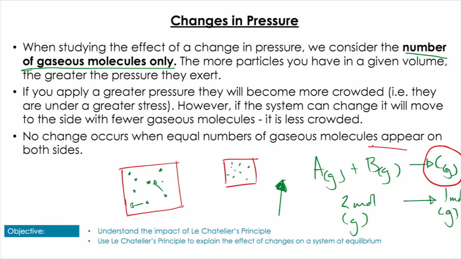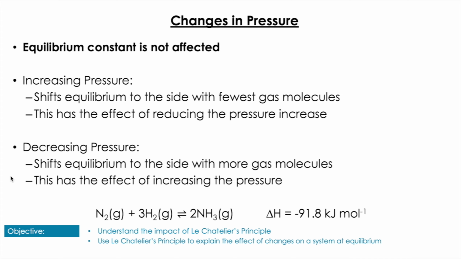So by the same logic, if we decrease the pressure, the reaction will shift to the high pressure side, in this case, A and B. And of course, if there was the same number of molecules on both sides, we would have no overall change because both sides of the reaction would have equal pressure. To summarize, the equilibrium constant is not affected by changes in pressure. Just like concentration, only the temperature can affect the equilibrium constant.